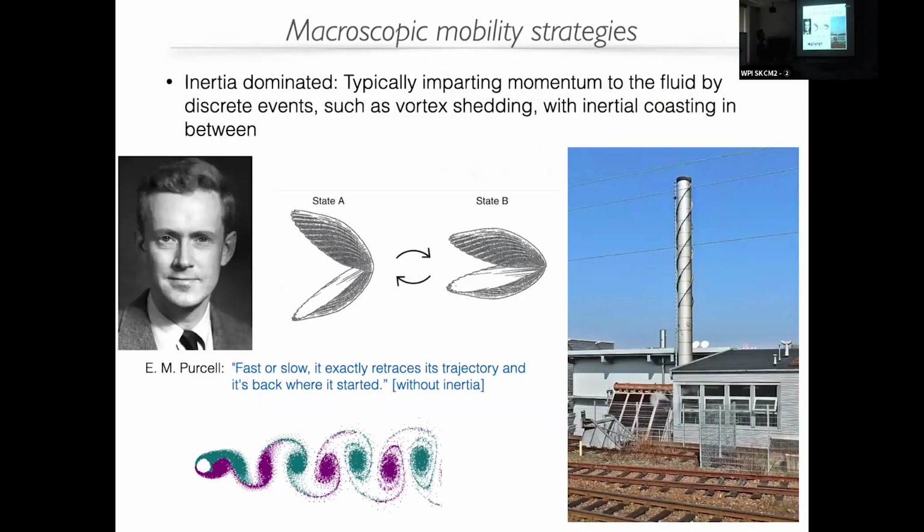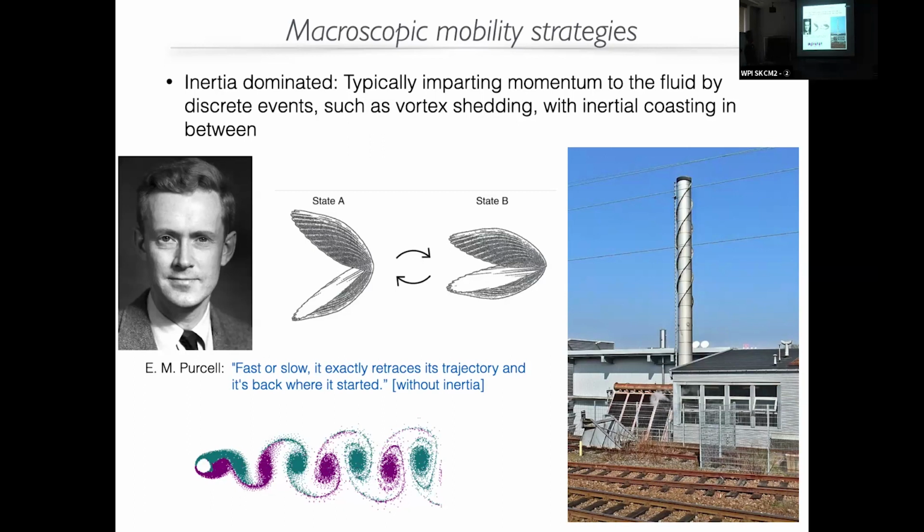For larger animals, like clams and fish, the story changes. The motion is inertia dominated. So typically the strategies of motility rely on discrete events, nonlinear discrete events with inertial coasting in between.